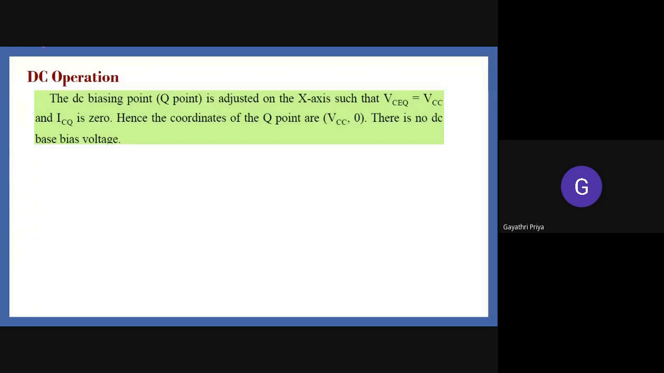So what happens during the DC operation? We don't have any AC input at all. We are going to apply only the DC signal, right? So for the class B power amplifier, the Q point is exactly on the x-axis, that is VCEQ equal to VCC and ICQ is 0. As I told already, we have made the base voltage of Q1 and Q2 always less than your cut-in voltage, so that both the transistors remain in the cutoff condition.